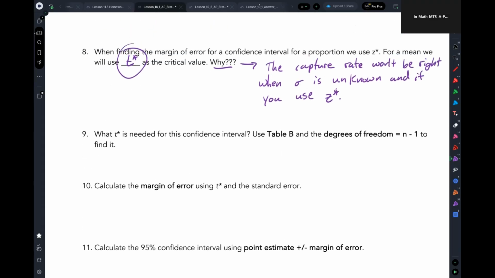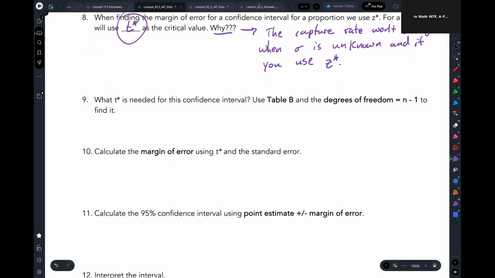And so the reality is, and this is what I said in class, it's very unlikely you're going to not know mu but know sigma, so you can just use this as a general rule of thumb for means. So what is T star needed for this confidence interval? Use table B and the degrees of freedom equals n minus 1. So degrees of freedom is always n minus 1. 30 minus 1 is 29.